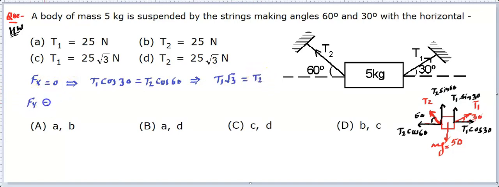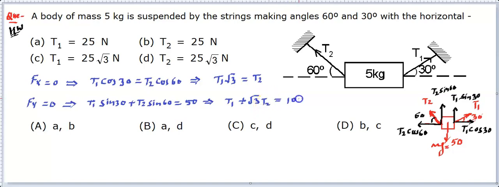Then you can pick Fy, the vertical component of forces must be 0, the equilibrium condition, which will give you T1 sin 30 plus T2 sin 60 must be equal to mg, which is 50. Now you can solve these two equations. Now let me put the values over here. T1 sin 30 is 1 by 2 plus T2 multiplied by sin 60, which is root 3 by 2. And this 2 can be taken to this side, so that will become 100.